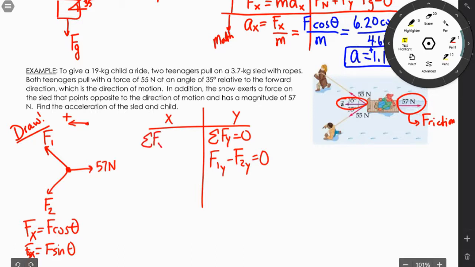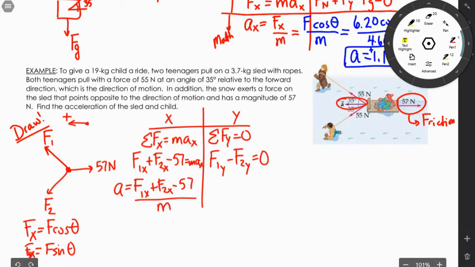So sum of the forces in the x direction is max. Okay, and so we have F1x plus F2x minus this 57 Newton force equal to max. And so our acceleration is just going to be F1x plus F2x minus 57 divided by our mass.